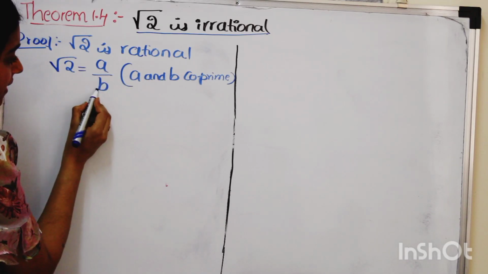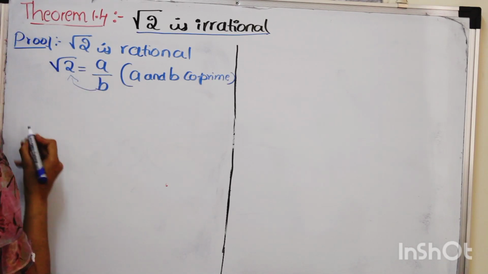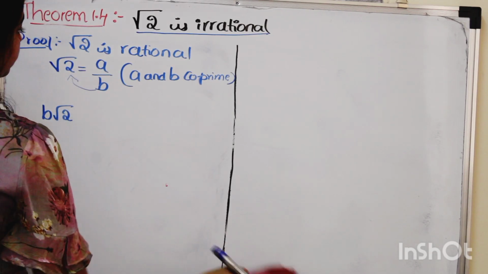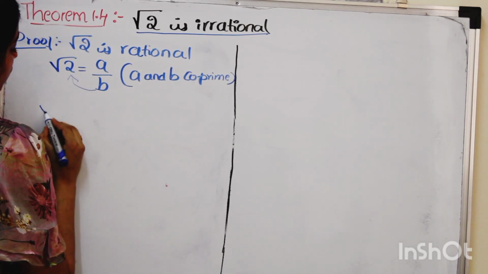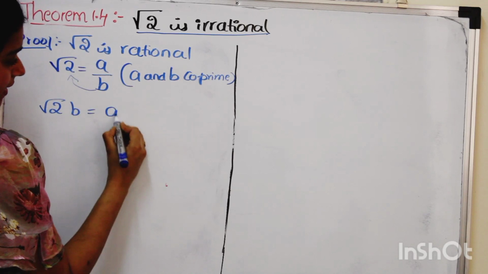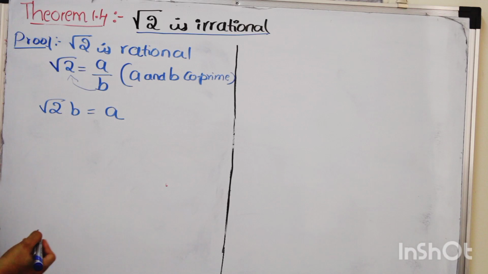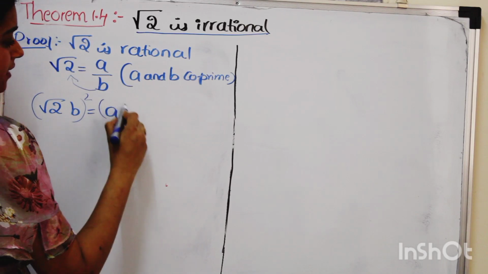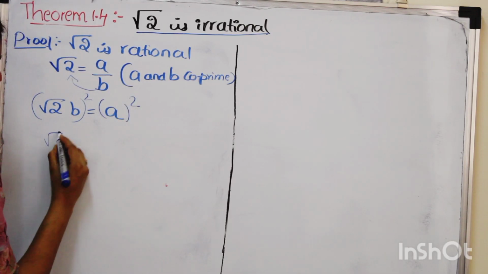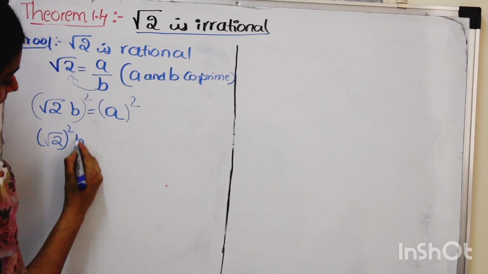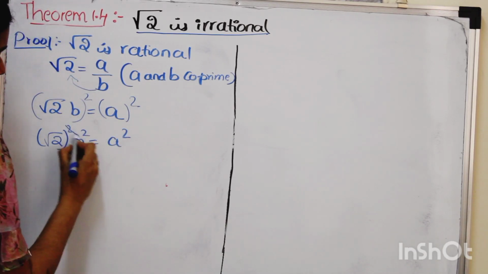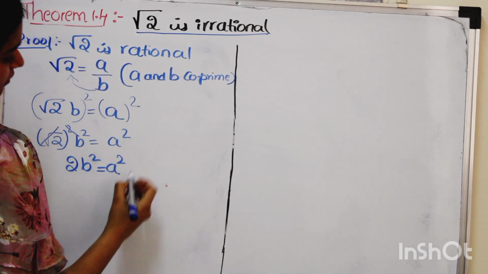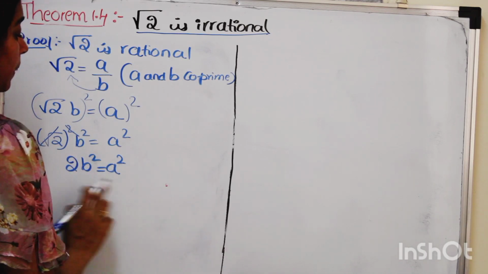Now bring this b to the left hand side. So you can write root 2 into b equal to a. Now squaring on both sides, what do you get? You get root 2 whole square into b square equal to a square. So this square cancels, and you get 2b square equal to a square. Isn't it? 2b square equal to a square.